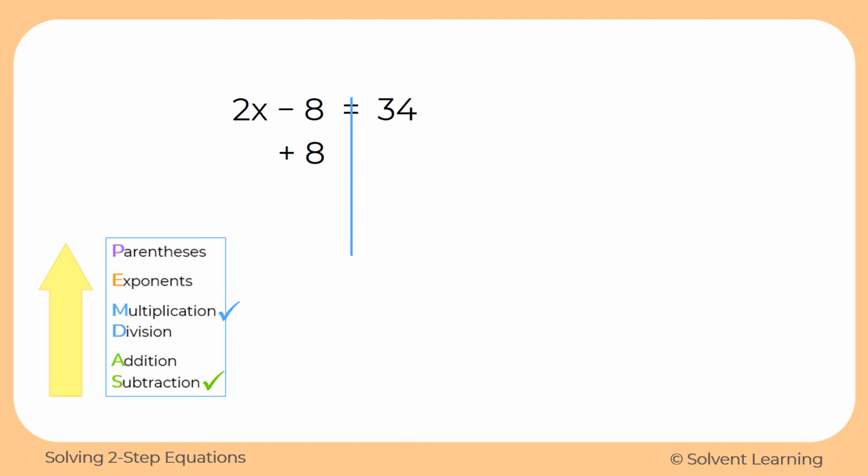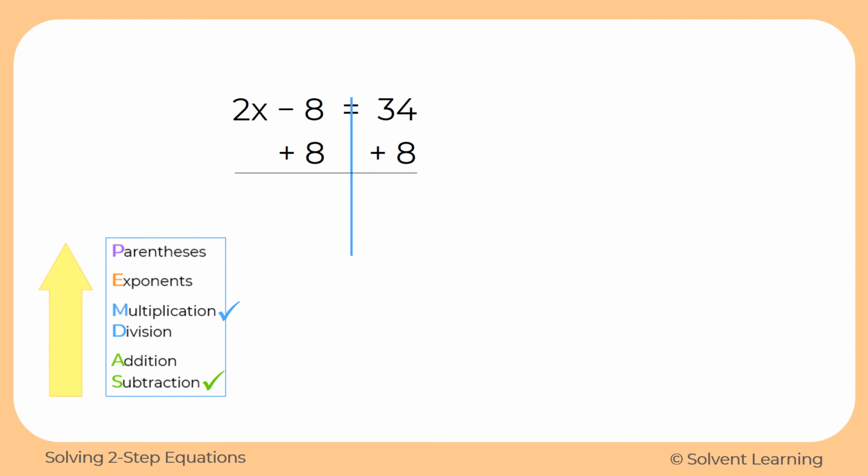And remember, what we do on one side of the equation, we have to do to the other side as well. So I'm going to add an 8 on the right side. Now I'm just going to draw a line across so I can show my next step separately, which is simplifying everything that's above that line.